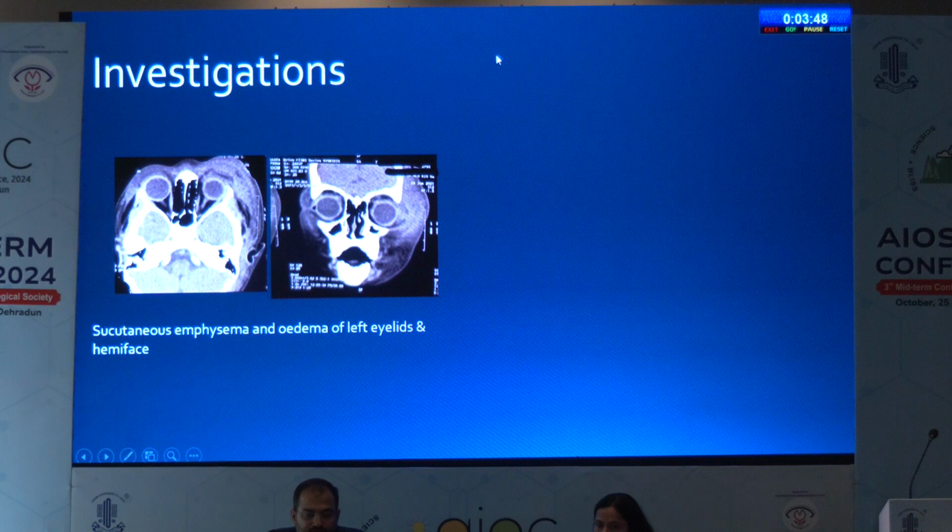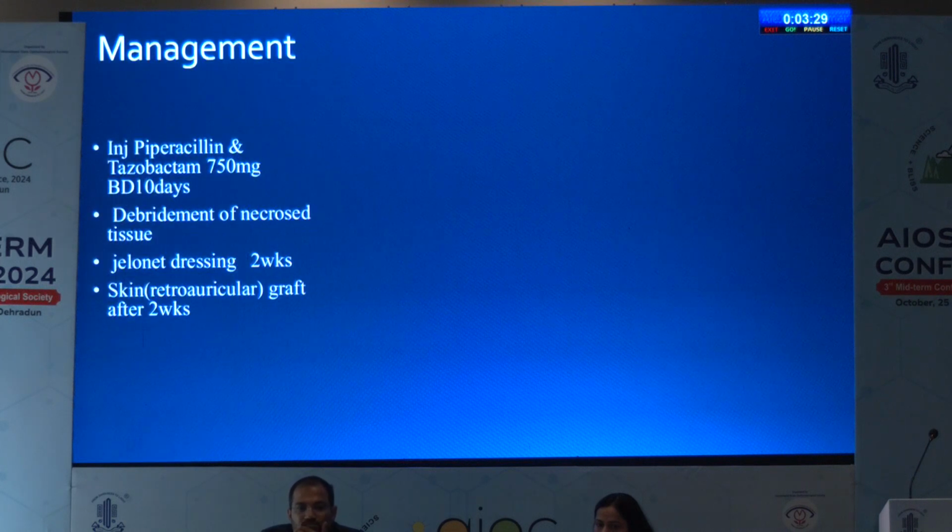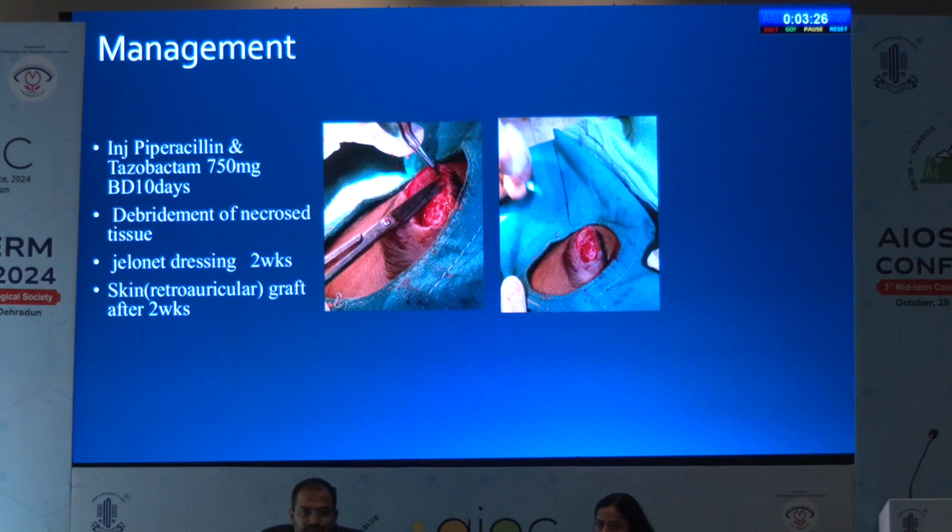This was the CT picture. As you see, in the periorbital area there is swollen tissue with emphysema. The blood picture is similar to the last patient, with high WBC count. When the patient was not responding to ceftriaxone, we started injection piperacillin and tazobactam, 750 mg for 10 days, with debridement of the necrosed tissue every day. And finally, this was the picture which came.